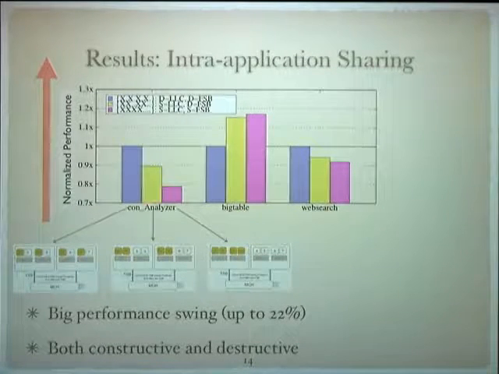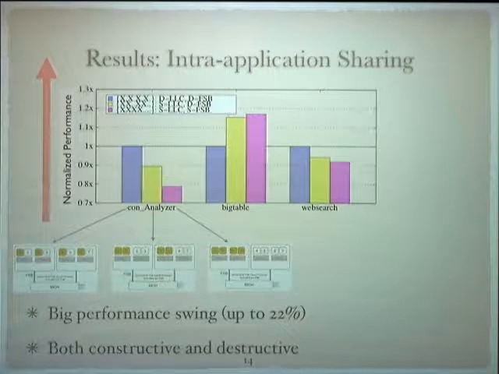In each application, we run it on the Clovertown machines in three different sharing configurations. From left to right, you can think of it as more and more sharing among threads that belong to the same application. The y-axis is the normalized performance. One thing to notice here is there's a big performance swing, up to 22% for those applications. For example, the semantic analyzer degrades from more sharing, indicating there's contention among threads. Web search suffers from the contention as well. But there's also an interesting thing to see from this graph: it's both constructive and destructive impact. Content analyzer and web search degrade from cache contention and bandwidth contention, but Bigtable actually benefits a lot from the cache sharing.